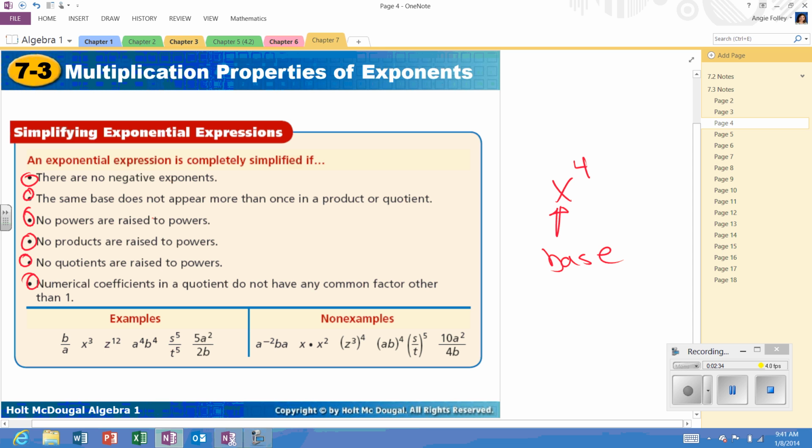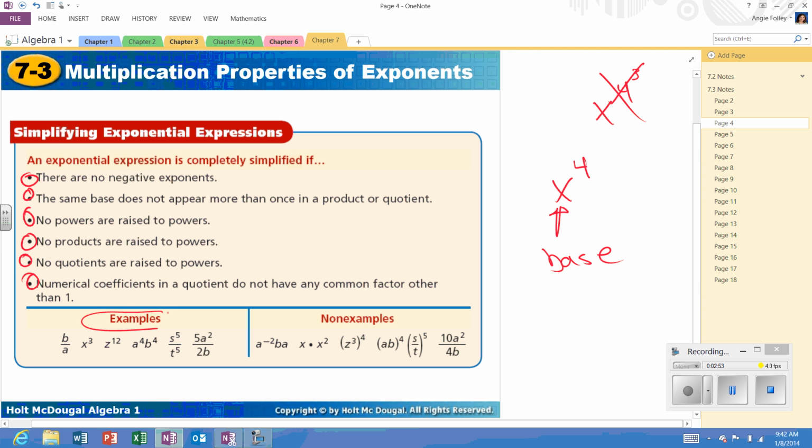No powers are raised to powers. So it's not like x to the 4th raised to the 3rd power. You can't have that. And no products are raised to powers, and no quotients are raised to powers. Okay, and then numerical coefficients in a quotient do not have any common factor other than 1.